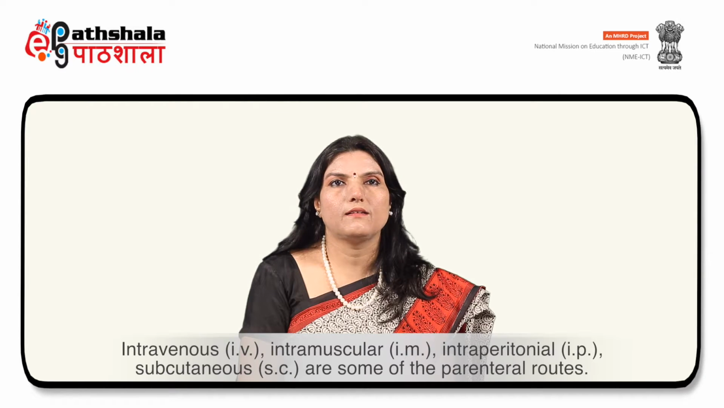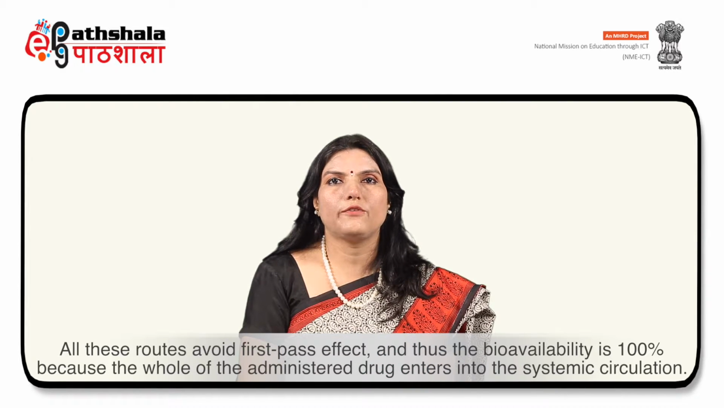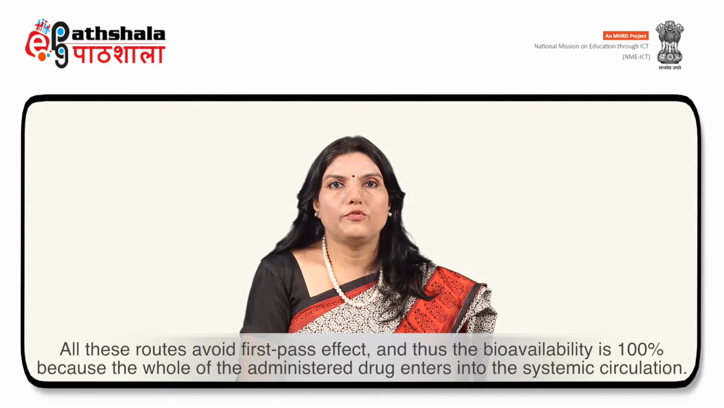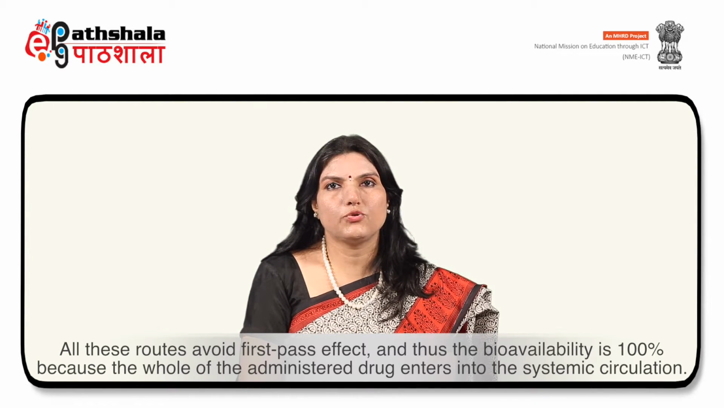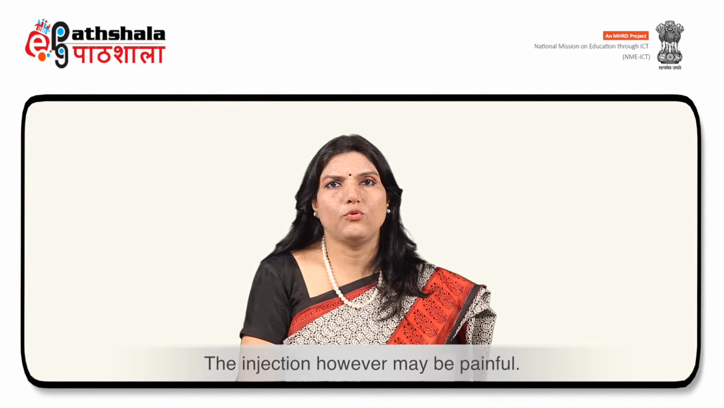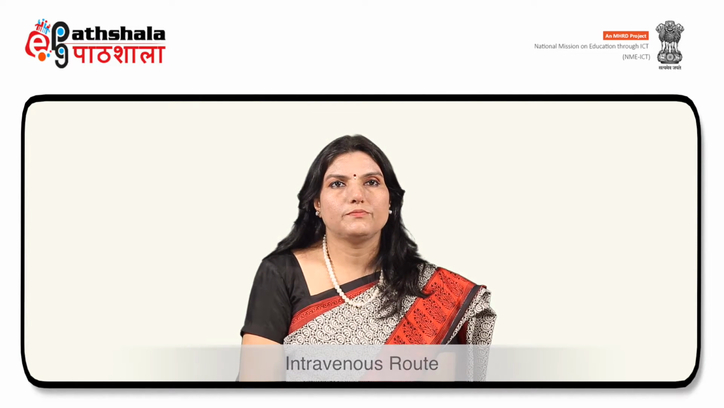The examples are intravenous, intramuscular, intraperitoneal, subcutaneous. All these routes avoid first pass effect and thus the bioavailability is 100% because the whole of the administered drug enters into the systemic circulation. The injection, however, may be painful. Under this, the first is intravenous route.